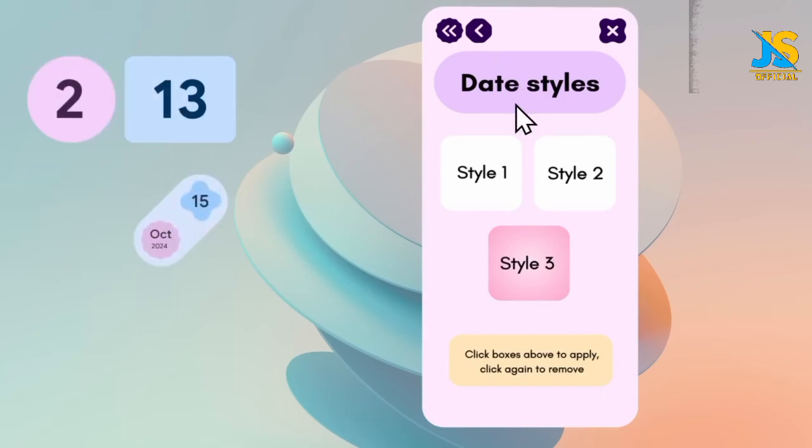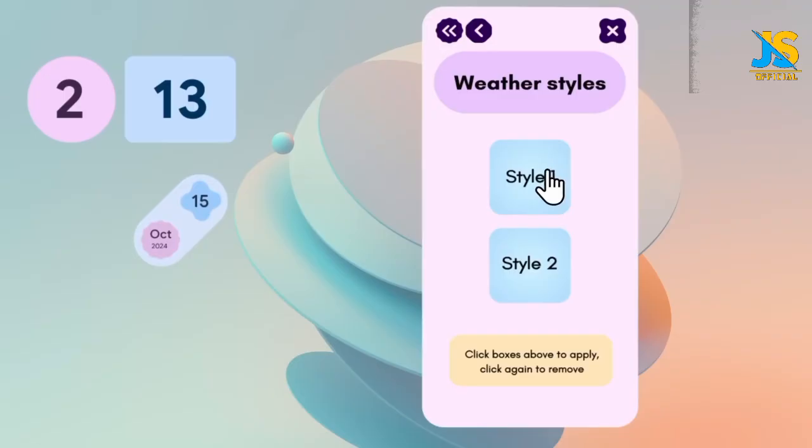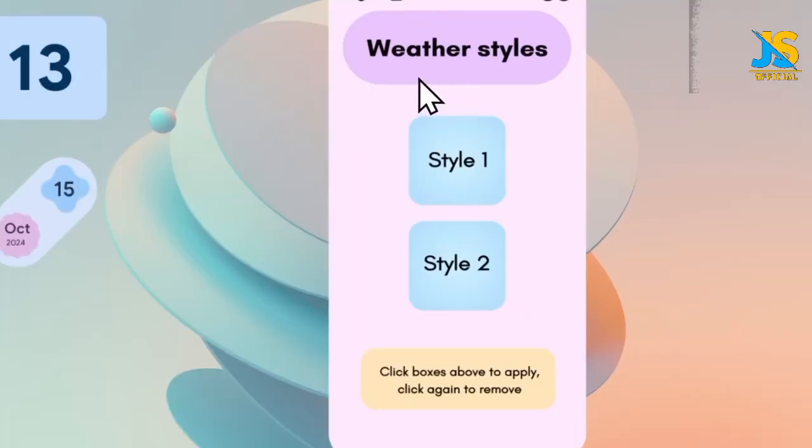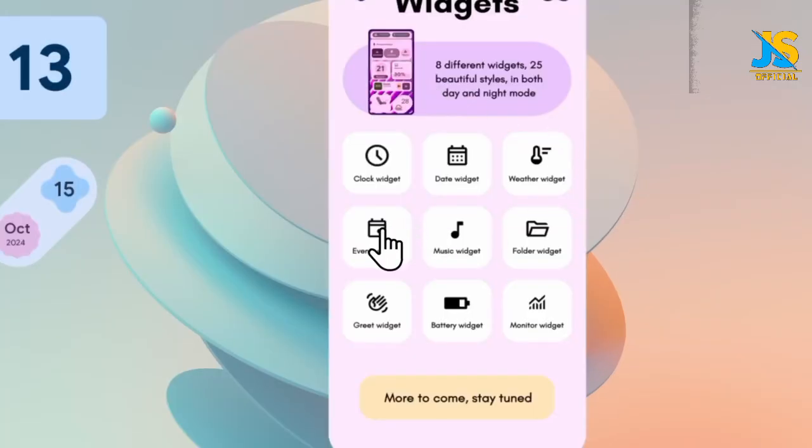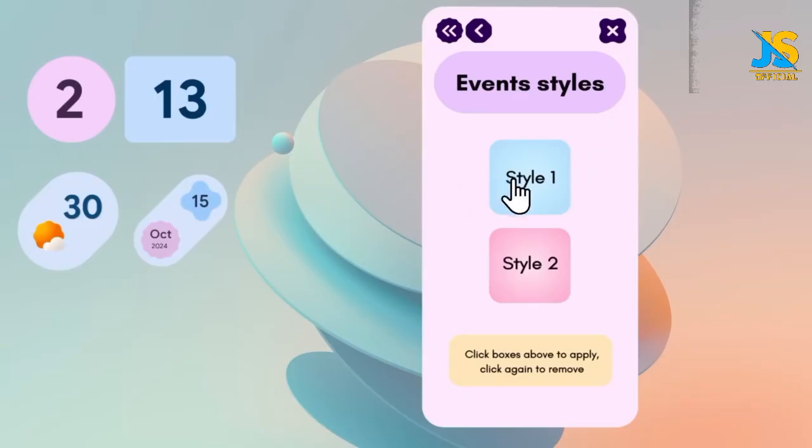Let's go here back to the weather widget, and here we have two options. I will go just with the style 1, which looks like this, and later in the video I will also show you how you can configure this skin so it will show you the correct city. Now let's go back, and here I will go to the events widget, so you can also add this widget to your screen as well. For example, this one, and this is how it looks like.